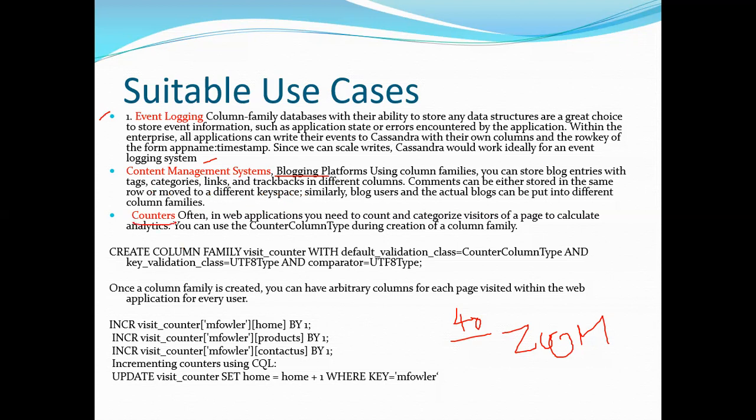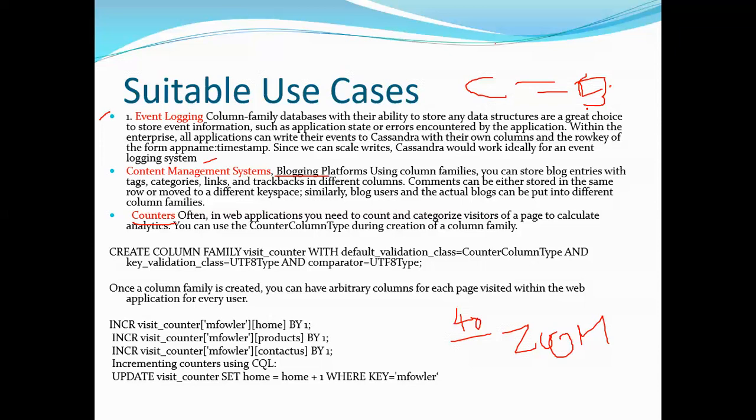And counters. Counters are nothing but, for example, when you visit a web page, there will be a count. If I see the web page the first time, the count will be 1. If another person sees the same web page, the count will be 2. If another person sees it, the count will be 3. So the count is incremented by the number of users visiting that web page. That you can perform with the column family database.